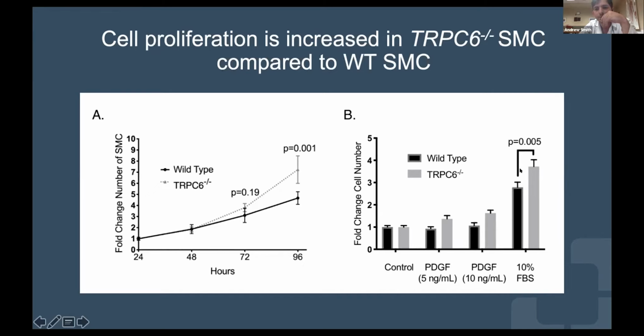B is a slightly different proliferation assay, where wild type and TRP6 knockout primary smooth muscle cells are serum starved overnight and subjected to stimulation with PDGF or 10% FBS. We found a slight, though not statistically significant, increase in the response of TRP6 knockout cells to PDGF. This is just counting cell number compared to wild type cells, and a significant increase in cell number of TRP6 knockout primary smooth muscle cells compared to wild type smooth muscle cells stimulated with 10% FBS.